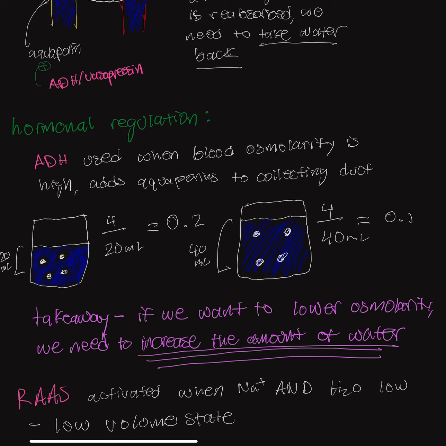Salt in and of itself will just crystallize, and now you're going to get a kidney stone. So that's not a way to do this. We need to increase the water content of our blood to decrease the concentration. So that's what we've done here. We've added 20 milliliters of water to that initial container and brought down our concentration by half. So similarly, ADH does the same thing. If we want to lower the osmolarity, we need to increase the amount of water in our blood.